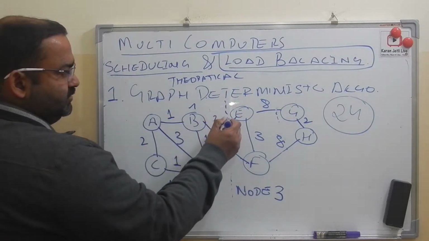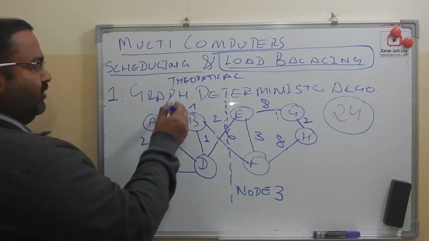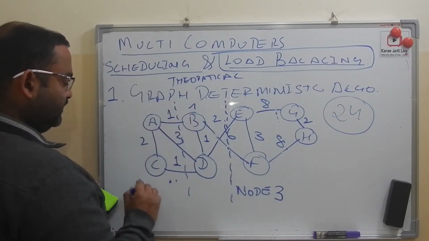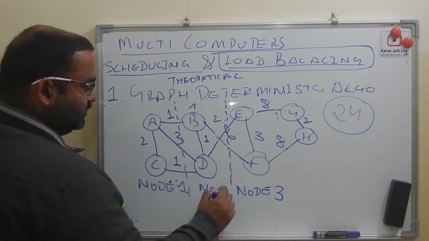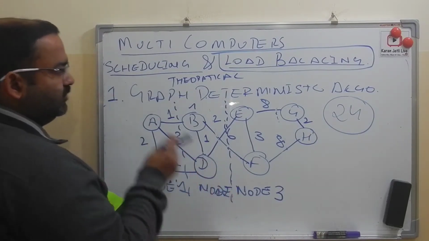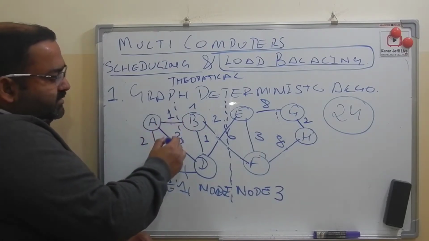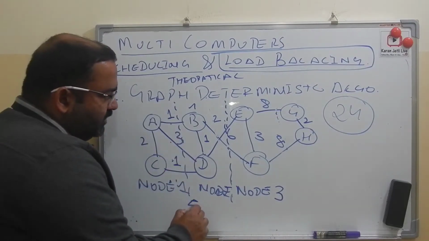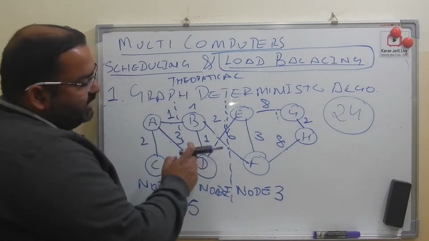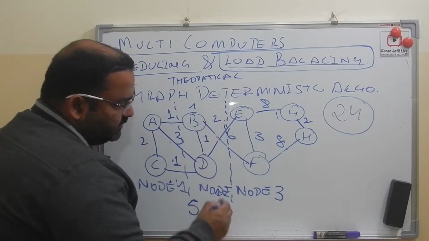So this becomes your node 3, and all these separate ones, we call this node 1 and this can be node 2. So how much communication is between this and this? 1 plus 3 plus 1, so that is total 5. How much communication is between this and this node? We have 2 plus 1, 3.